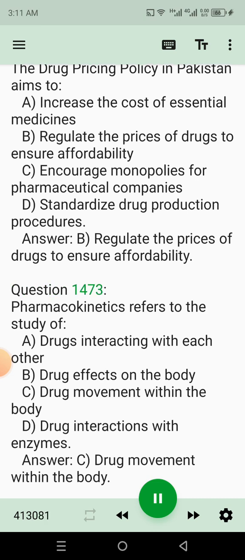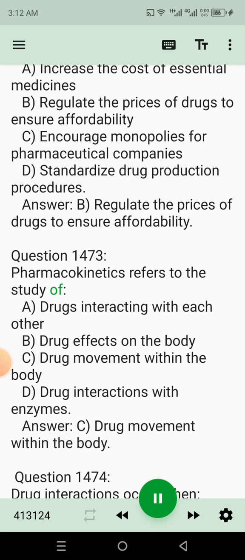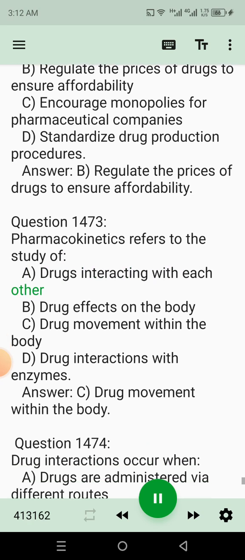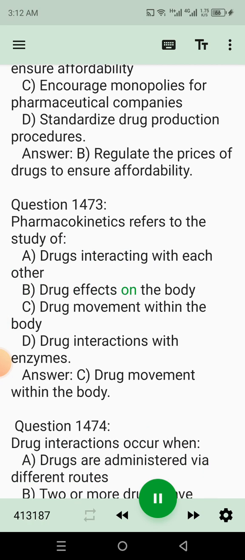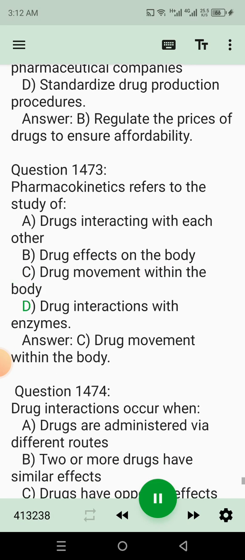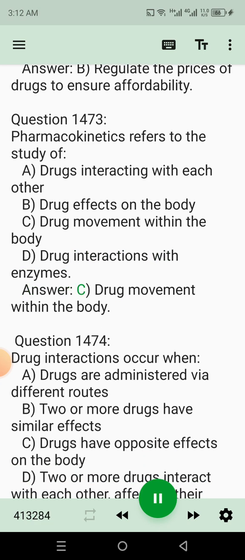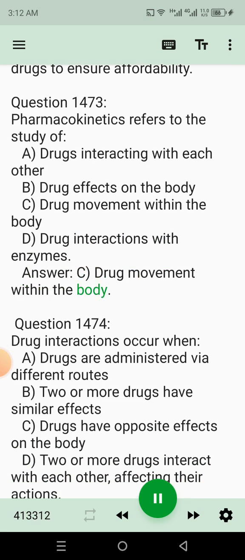Question 1473. Pharmacokinetics refers to the study of: A. Drugs interacting with each other. B. Drug effects on the body. C. Drug movement within the body. D. Drug interactions with enzymes. Answer. C. Drug movement within the body.